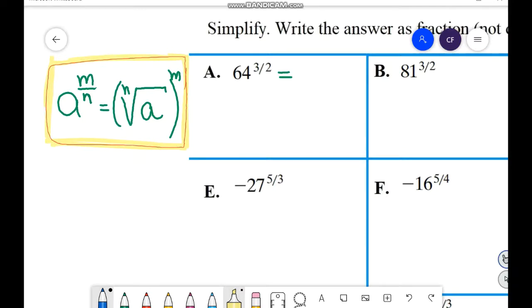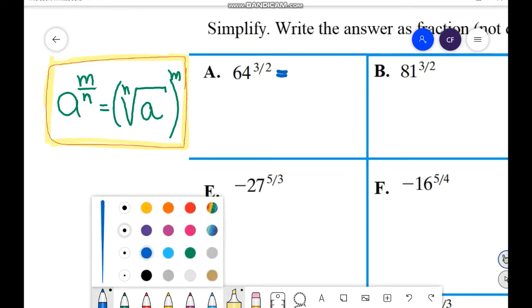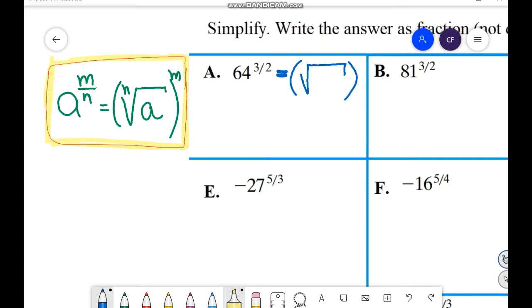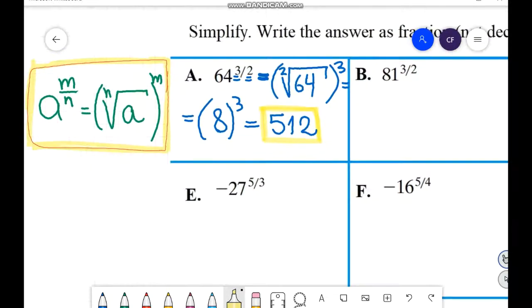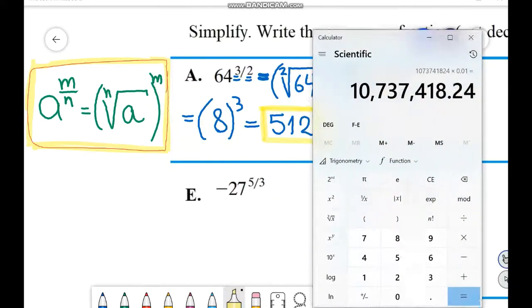Let's apply it on the first question. 64, applying the definition and filling out. 64 here is the base. The index is 2. The numerator is the exponent. That means this equals the square root of 64, which is 8. And 8 cubed is 512. That's it. Now check, you can use your calculator to find the answer.